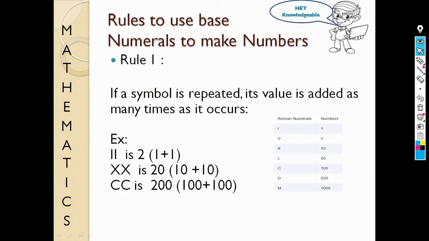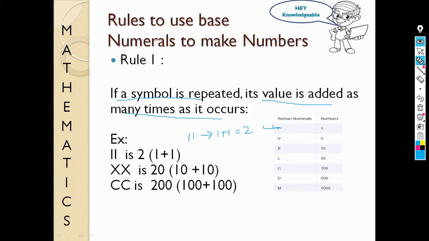In the Roman system there are certain rules which need to be followed for making a number from the base numerals. So let's go through each rule one by one. The first rule says, if a symbol is repeated, its value is added as many times as it occurs. So I represents 1. If I have to write 2, then I followed by I. So this is 1 plus 1.